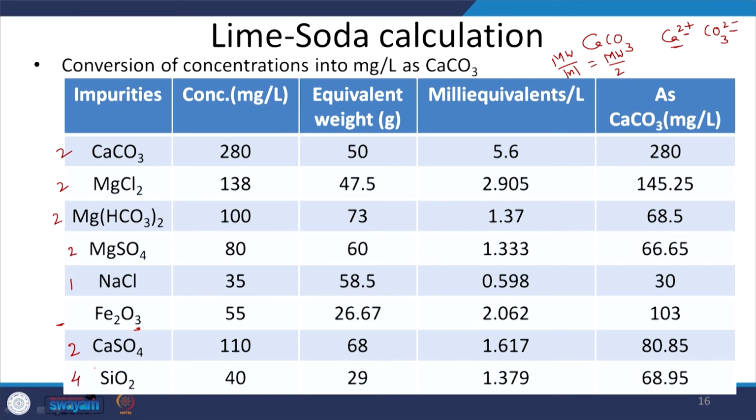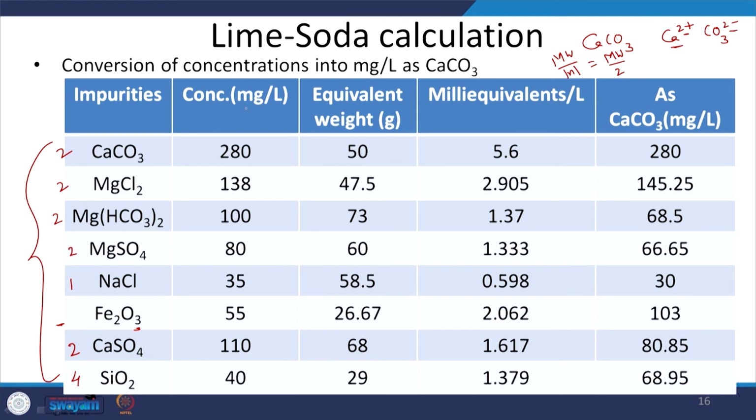So in that manner, you can get the equivalent weight, molecular weight by N. Based on that, you have the relevant valency, and from that you can get the relevant equivalent weight, molecular weight by the valency. And then you will be able to calculate the equivalents per liter.